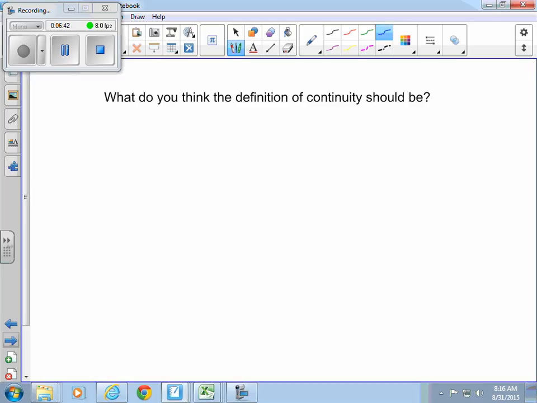Something that continues. Try another. Anyone else can describe to me what it means to be continuous? What it means for a function to be continuous. Probably means it goes on forever. It does.